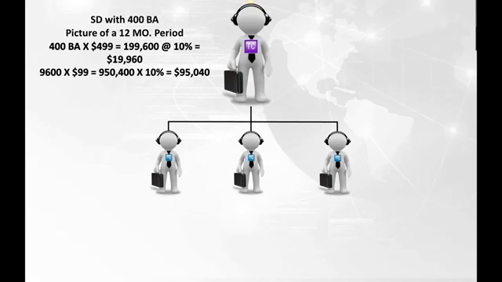24 VIP customers times 400 business associates is 9,600 VIP customers. Now, 9,600 VIP customers spent $99 each. That would be $950,400. And that average income was 10%. So that's $95,000. Those we factored as one-time purchases only.